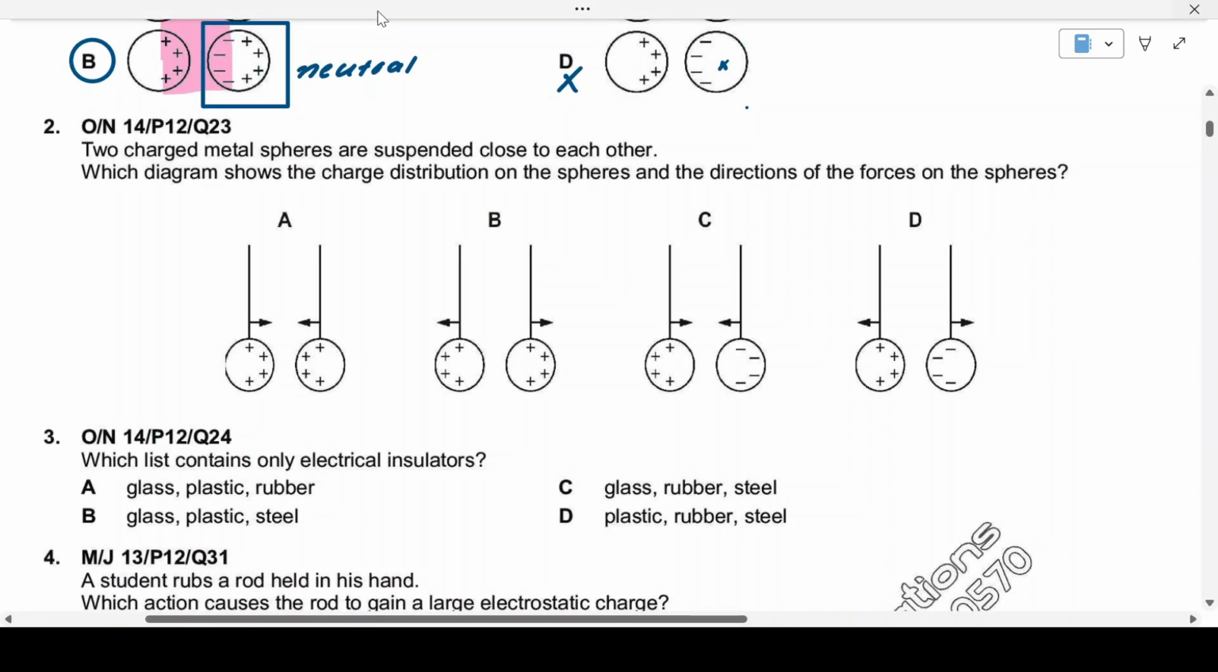Two charged spheres are suspended close to each other. Which diagram shows the charge distribution on the spheres and the direction of the force? Okay, so we don't know what kind of charge is on the two spheres, so it simply means we have to pick the most suitable option. So the first one says positive attracting the positive, which does not make any sense.